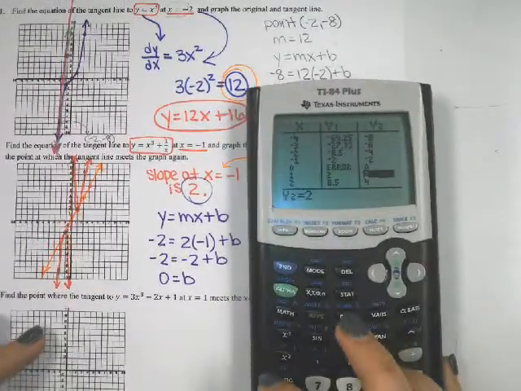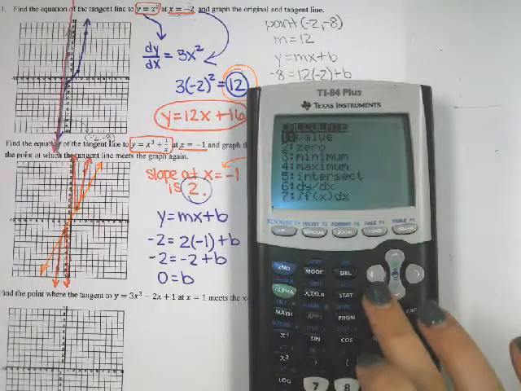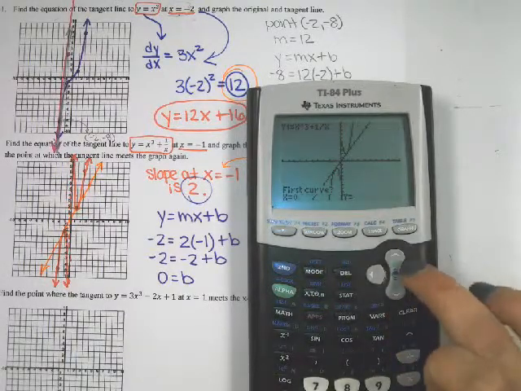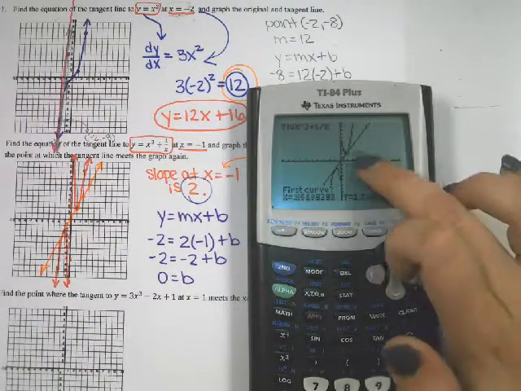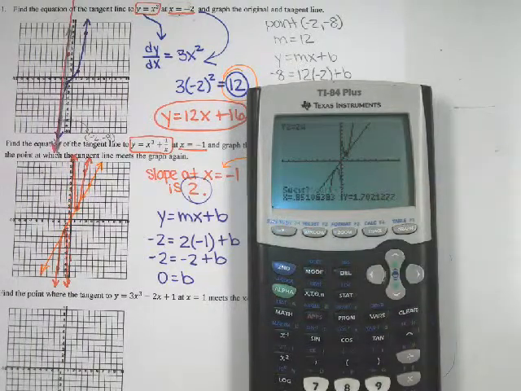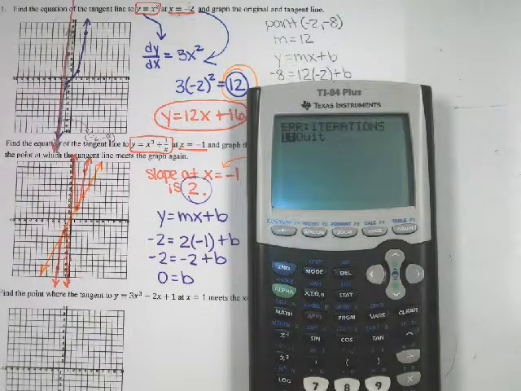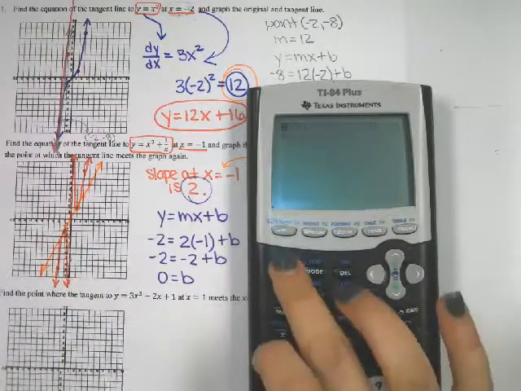If it didn't show up in our table, we'd have to go second, calculate, intersect, and then we'd have to scroll over till we get right close to where they're intersecting. Enter, enter, enter. Ooh, it's really thinking. I might have stumped it. Let's see. Iterations.